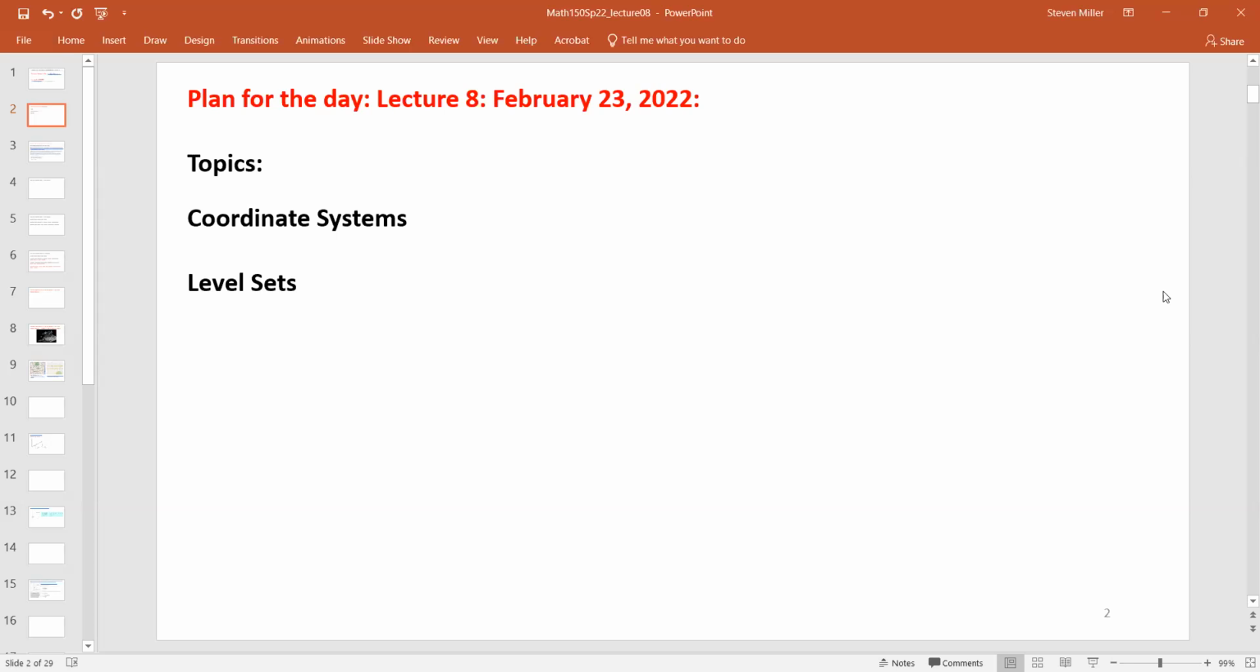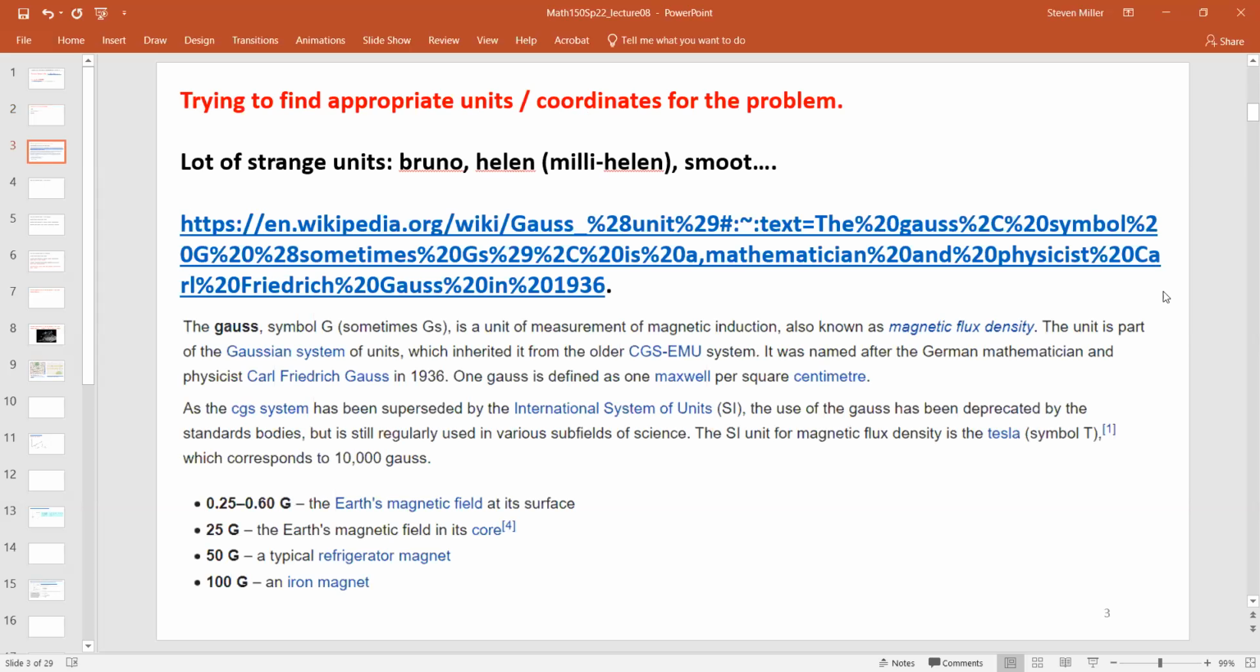Right, so there are lots of interesting units that you can use. One of the whole purposes of this is to try to find a good system of units to make measurements. Some of my favorites, and you can look them up, are the Bruno, and this is well before the movie Encanto, the Helen, the millihelen, the Smoot. A lot of times the natural unit you use is not necessarily appropriate.